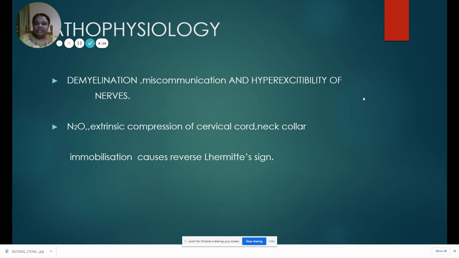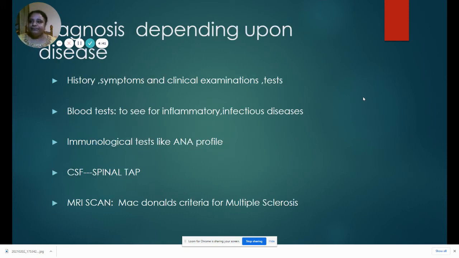So, pathophysiology. They have not been able to give the exact etiology. They say it probably could be due to demyelination, miscommunication between the nerves, and hyperexcitability of the nerves. Nitrous oxide, extrinsic compression of the cervical cord, and neck collar immobilization cause reverse Lhermitte sign.